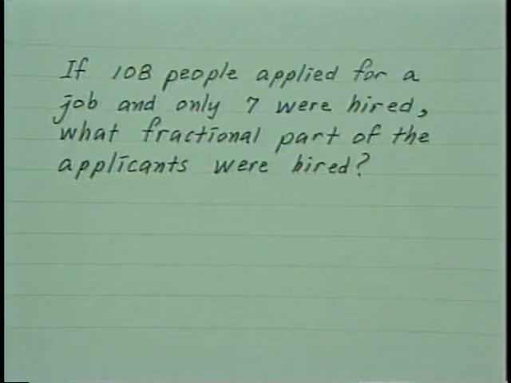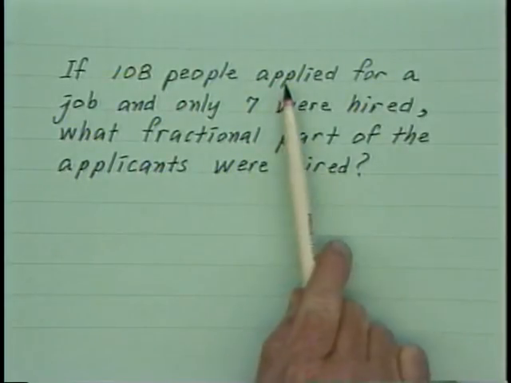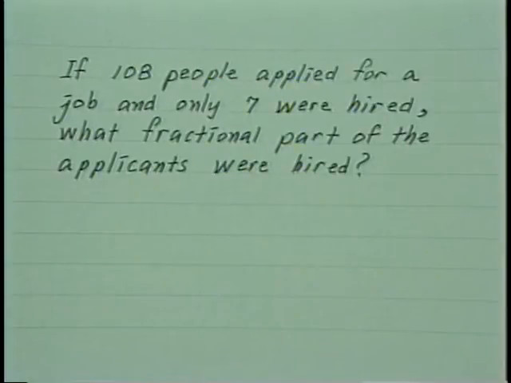Or how about this? Can you see the fraction question within this statement? If 108 people applied for a job and only 7 were hired, what fractional part of the applicants were hired?